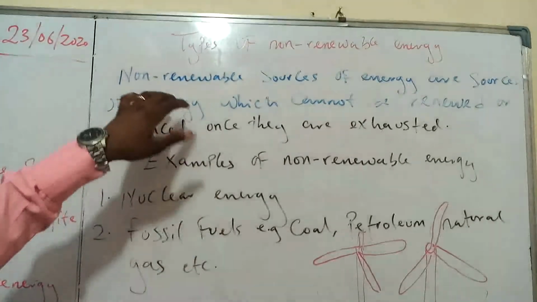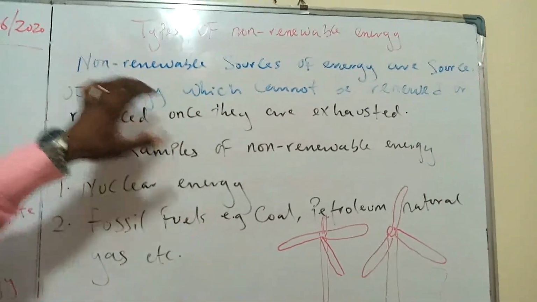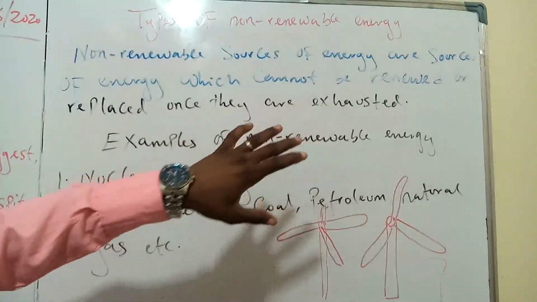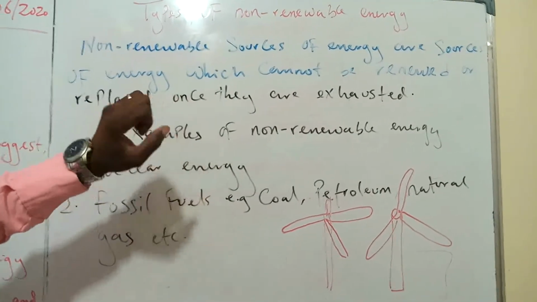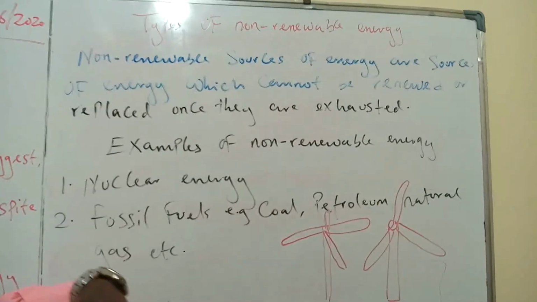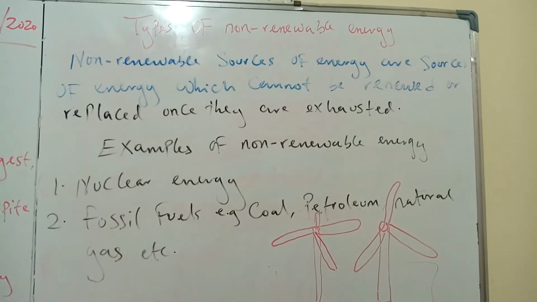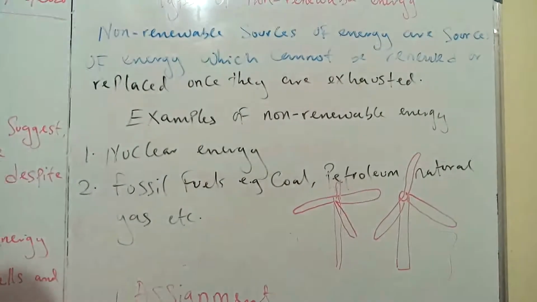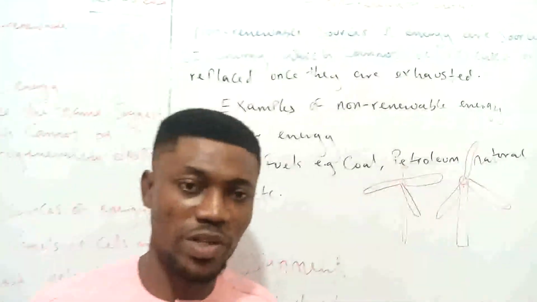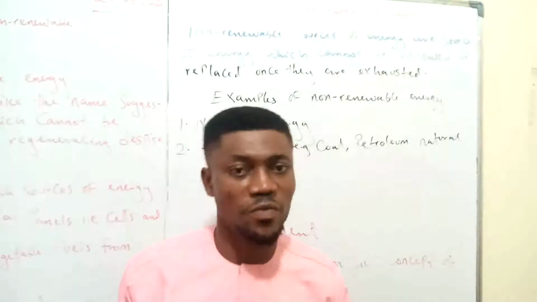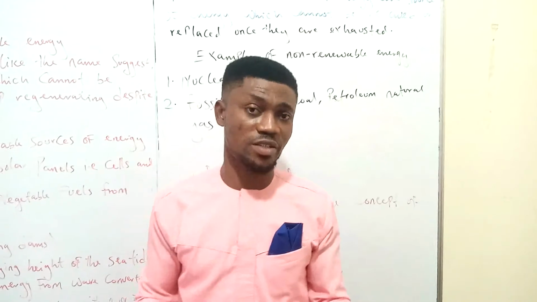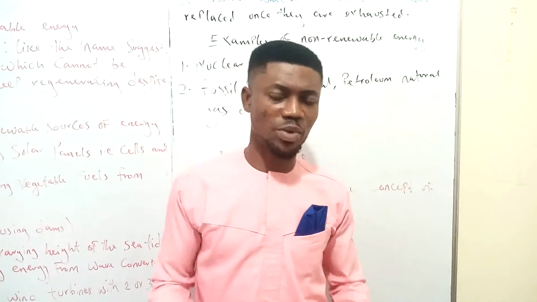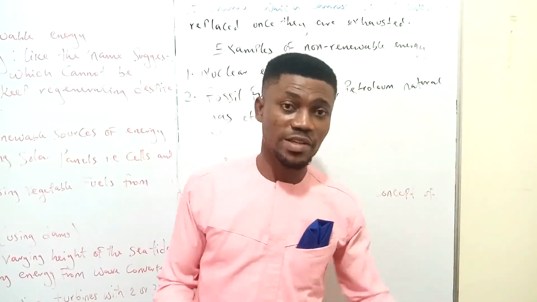But before we do that, let's look at what a non-renewable energy is all about. So non-renewable sources of energy are sources of energy which cannot be renewed after being exhausted. Non-renewable sources of energy have to do with those kinds of energy that when they are used cannot be renewed or replaced. You understand? When you use it, it is finished.